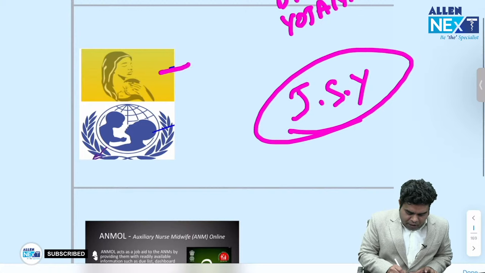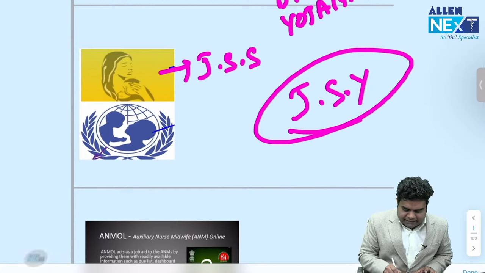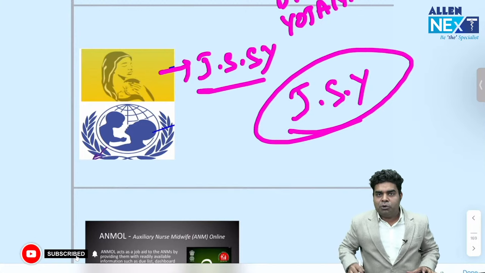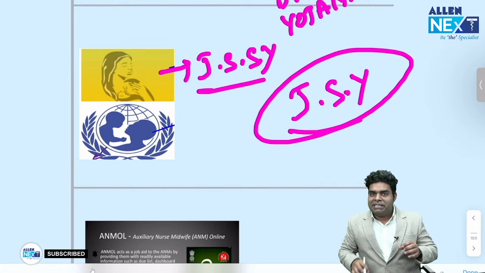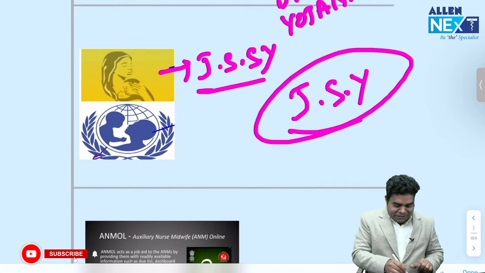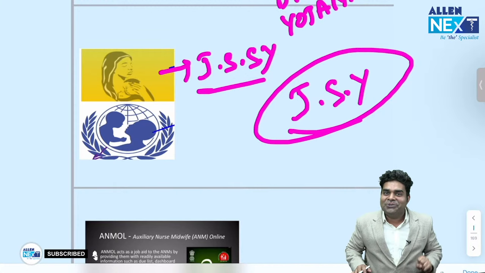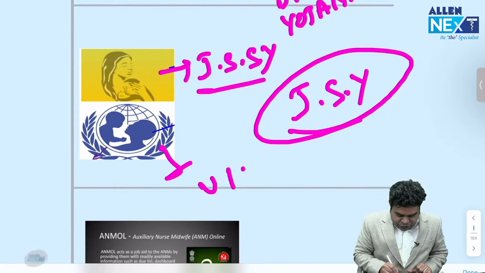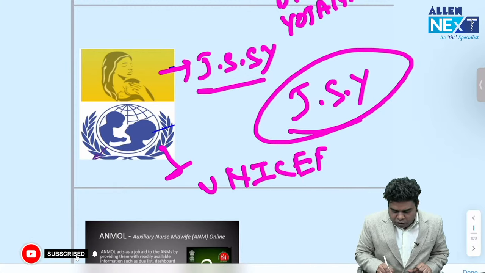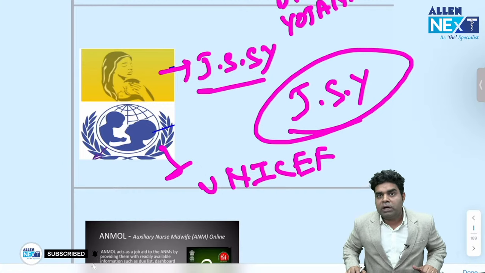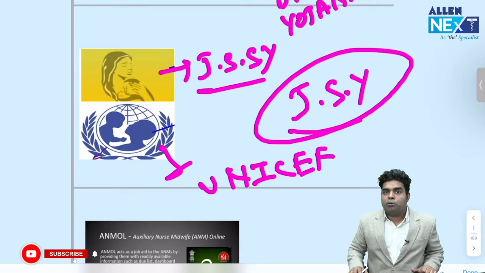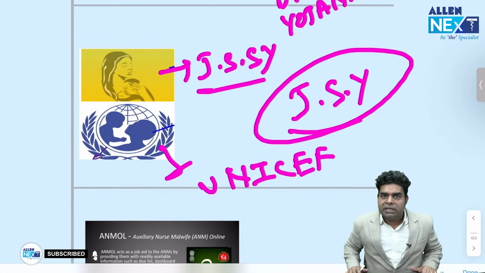Now, if you see a yellow color mother, yellow color child, that is JSSY, Janani Shishu Suraksha Yojana, because you know Shishu means child who keeps on doing Susu. So this logo is yellow color due to Susu. Now, if it is blue color, that is UNICEF, which also focuses on mother and child. And of course, I hope you know the question: seed and manure of applied nutrition program is also given by UNICEF.